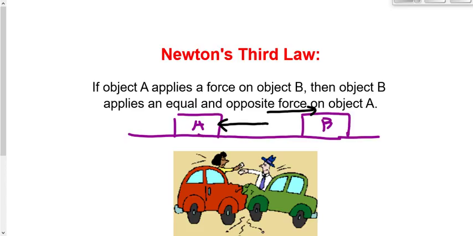Sometimes there will be a net force of zero on an object, but it's not going to be because of the action-reaction forces. They're always acting on two different objects. One of them is acting on A, one of them is acting on B. They're equal and opposite, but they're acting on two different objects.